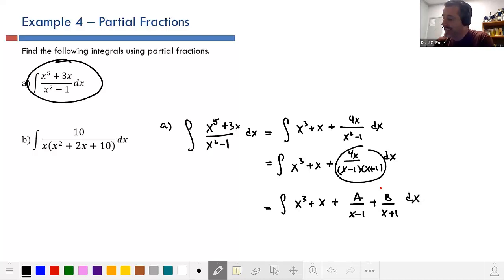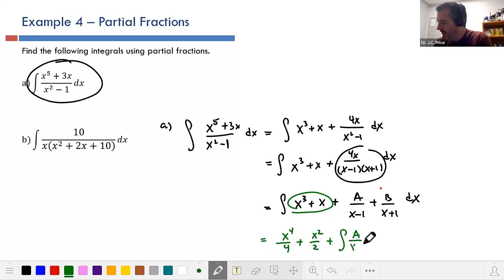And then what you want to realize is I can actually integrate these two things out. That's not too hard to do. There's polynomials, so I add 1 and divide. So this will be x to the fourth divided by 4 plus x squared divided by 2. And I have this integral left over, A divided by x minus 1 plus B divided by x plus 1. And now I just have to figure out what A and B are. So how do you figure out A and B?